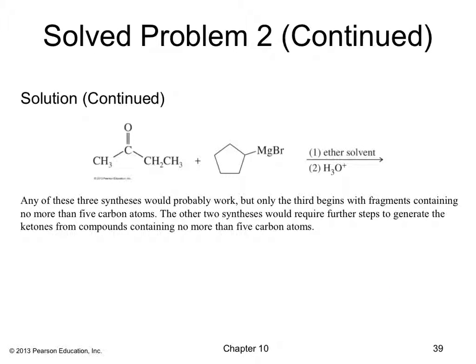So in the previous 2 examples, you had more than 5 carbon compounds, so there is a third option. The third option would be to have the methyl and ethyl on the ketone, and then having the cyclopentane magnesium bromide. In this case, they don't exceed the 5 carbon rule from the original question, and so in the presence of ether and protonated water, you generate the product. So this would be preferred.